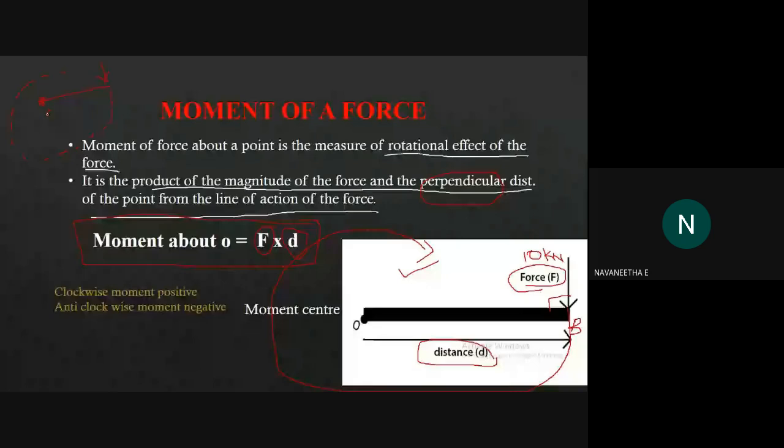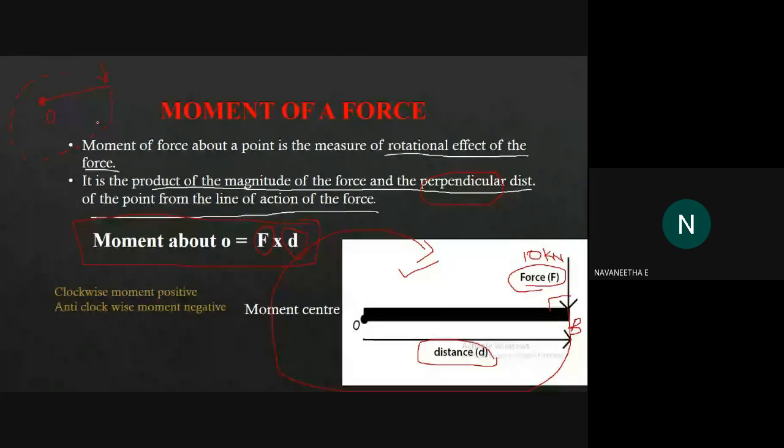Now the next thing is, I am applying the force in an opposite manner, that is, in an upward direction. Then what is the direction of rotation? Similarly, the force is applied in the opposite manner, in an upward direction. What is the direction of rotation in that case? Yes, obviously in an anti-clockwise direction.